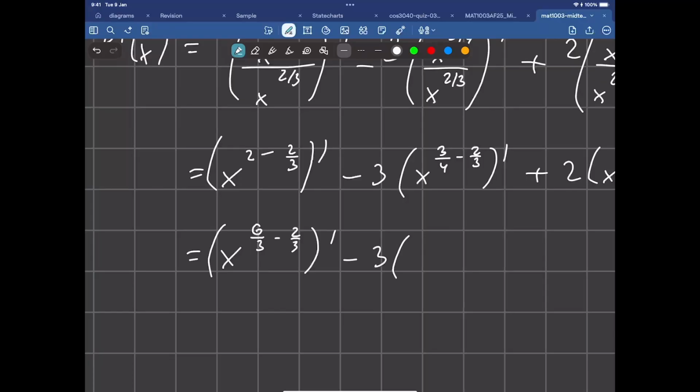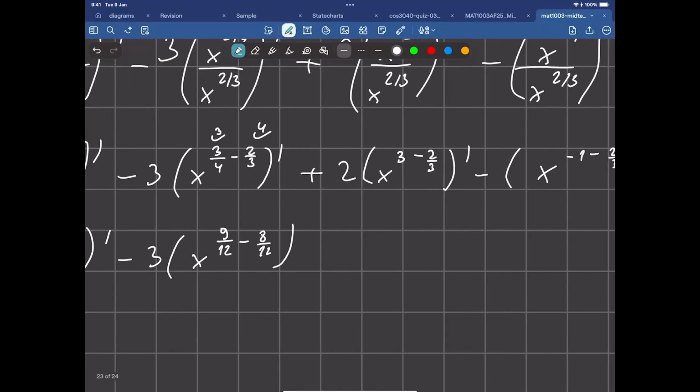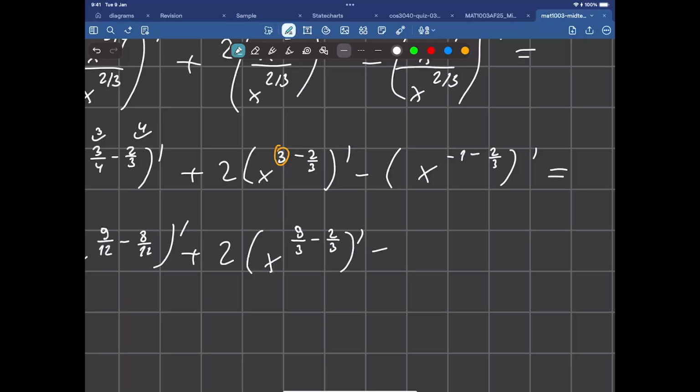And then we subtract 2/3. Okay. Here, the common denominator is 12. So I'll expand this by 3 and this one by 4. So it's going to be x to the power of 9/12 minus 8/12. We keep going, so the derivative here, plus 2 times x to the power of. Now, this I need to represent as something over 3 in order for them to have the same denominator. So 3 is equal to 9 over 3. 9 over 3 minus 2 over 3, derivative, and then minus x to the power of minus, this is going to be 3/3 minus 2/3.